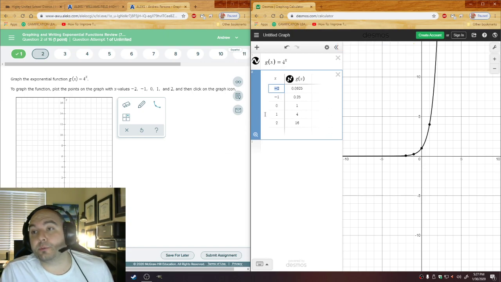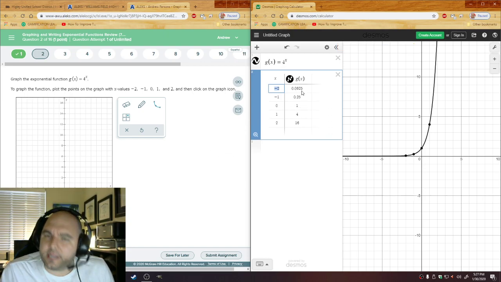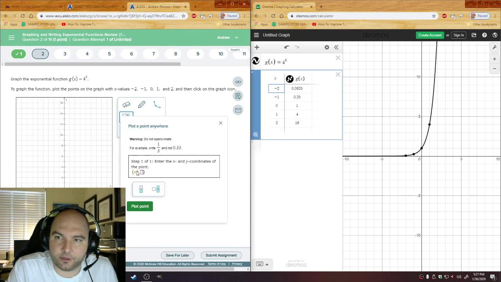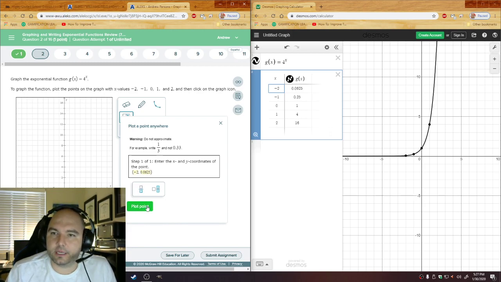Now here's the deal. On this problem, I got decimals. But these decimals are not repeating. If it goes only out 4 digits or less, I would strongly recommend you just graph it as is. You can use decimals on Alex here, and the way you do it is click this little box and type them in manually. So -2, 0.0625, enter, -1, 0.25. Now the rest of them are all graphable without this little box thing, but I'm going to graph them because I'm already here.